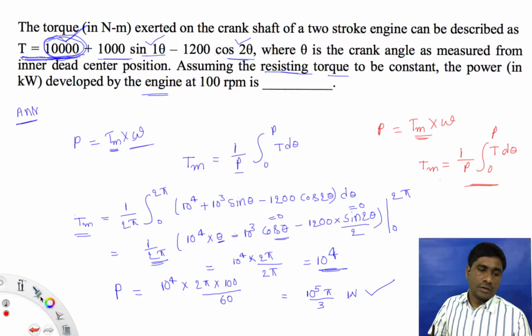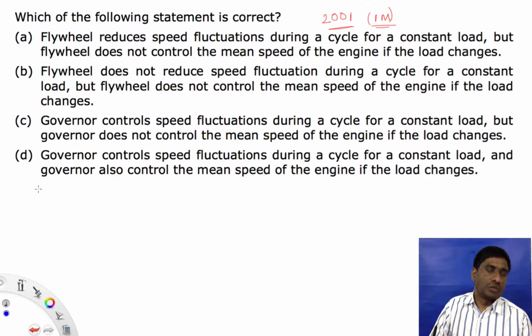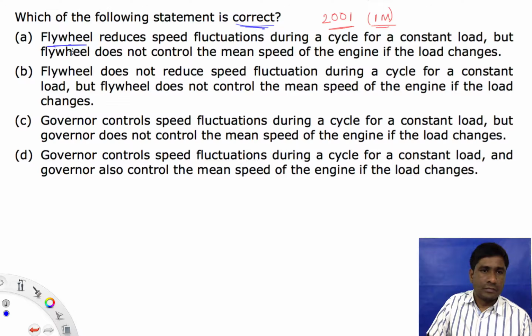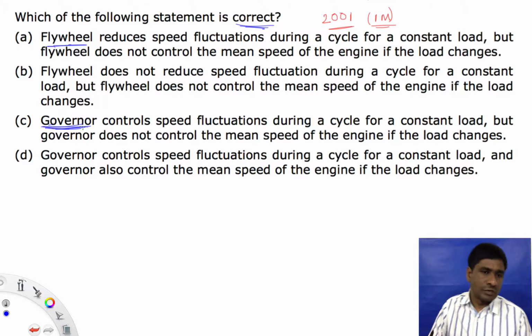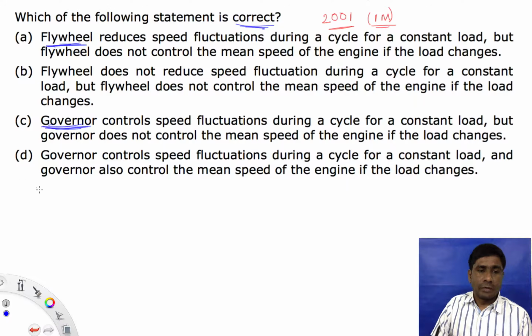And let's see other examples here. GATE 2001, it's a 1 mark question. We need to choose the correct statement, and they are talking about flywheel, and another one here we can see is governor. So first of all, we need to know the function of the governor. We have already seen the flywheel function. What is the function of flywheel? Let's recollect from the previous sessions.